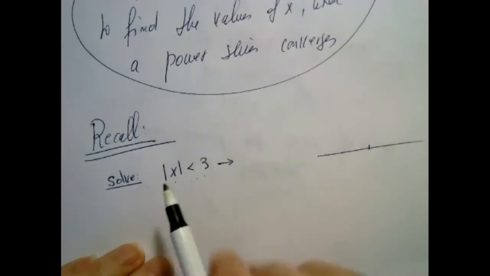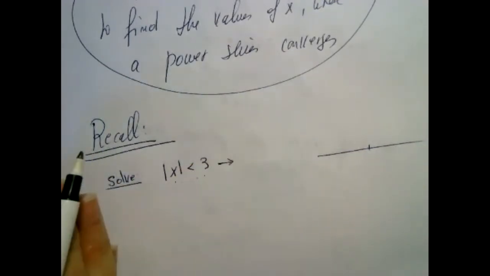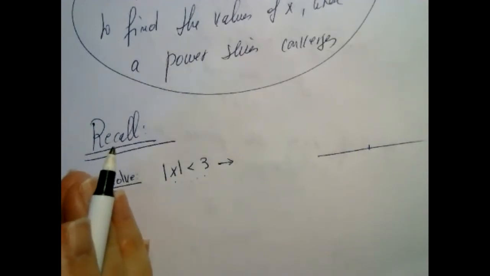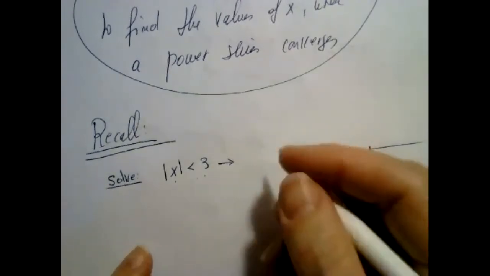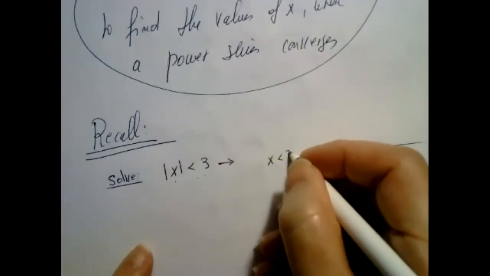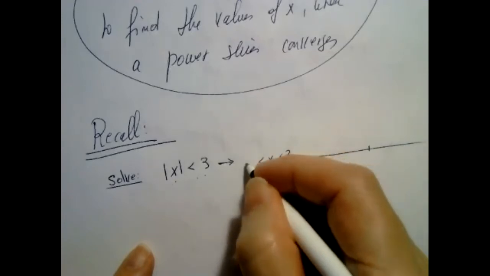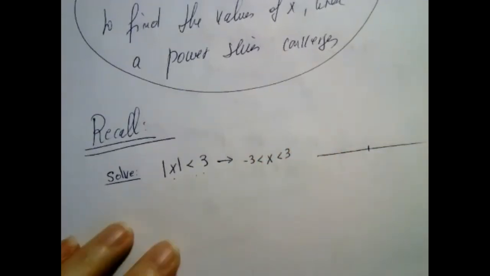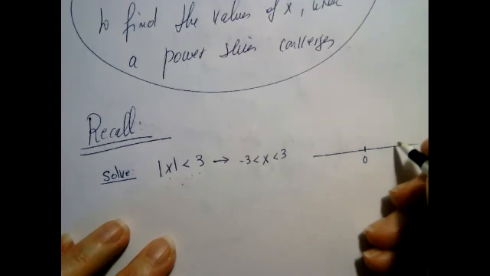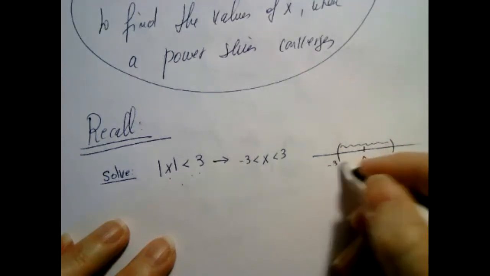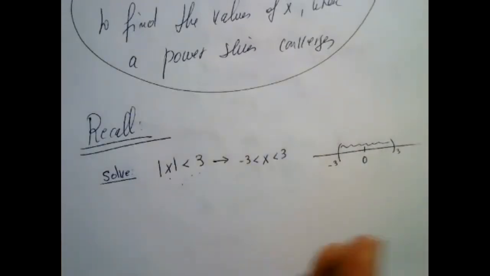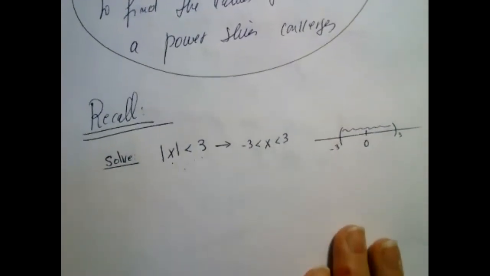Because an absolute value is less than 3, x cannot be -4. It cannot be -3.1. So the smallest value it could be is -3. So if an absolute value is less than 3, x has to be between 3 and -3. Graphically, if this is 0, my x has to be between -3 and 3. It means the distance to 0 is less than 3.